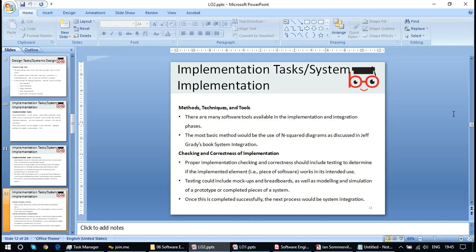Now, methods, techniques, and tools used. There are many software tools available in the implementation and integration phase. Obviously, the most basic method would be the use of n-square diagrams as discussed in this book. These are the software engineering methods, and checking and correctness of the implementation. Proper implementation checking and correctness should include the testing to determine if the implemented element works in its intended use.